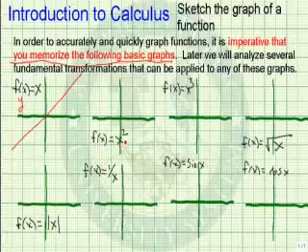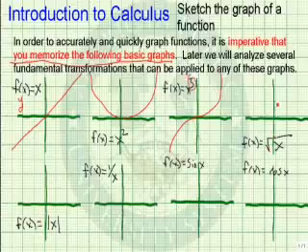F of x equals x squared is the graph of a parabola. Notice the range is only y greater than or equal to 0. F of x equals x cubed is called the cubic equation. Turns out it's an odd function. Coincidentally, the exponent is an odd number.